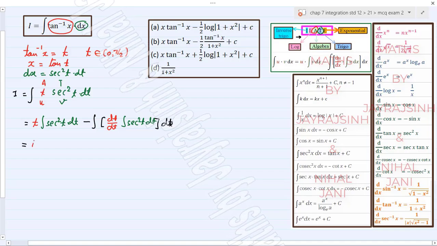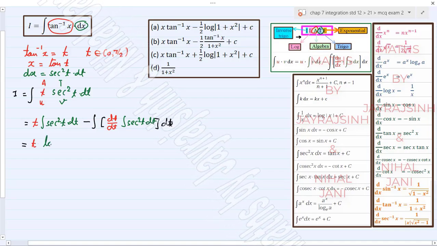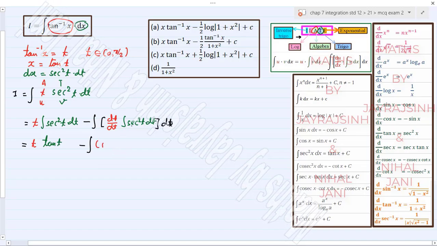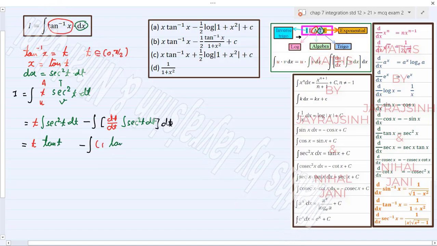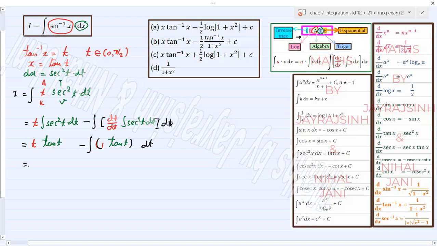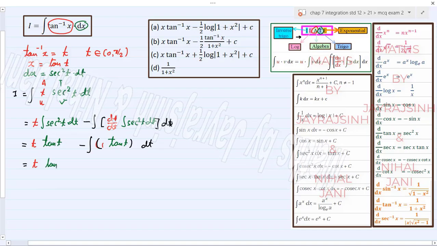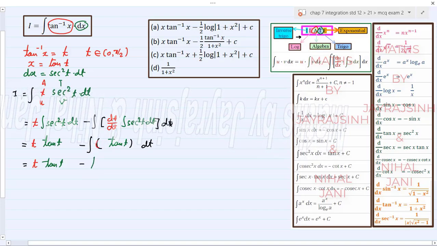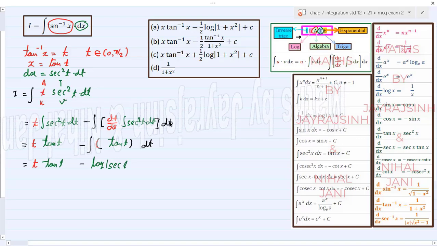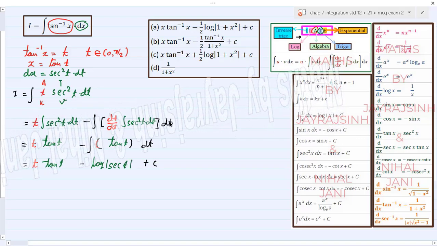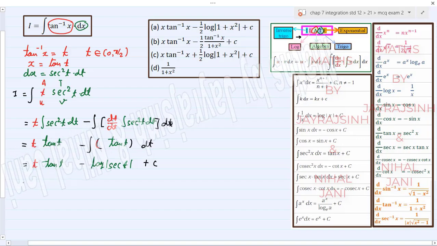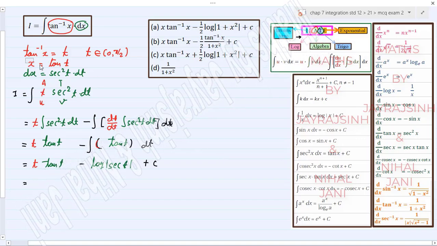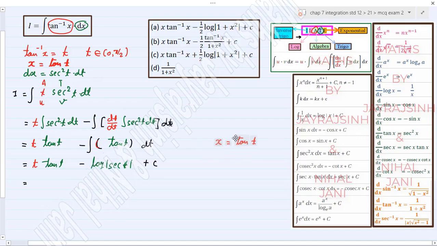Now let's simplify. T will be as it is, the integration of sec square t will be tan t, minus the integration of the differentiation of t, which will be 1, and the integration of sec square t, which will be tan t, dot dt. So your first term will be as it is, and in the second term we just have to integrate tan t into 1, or we can say the integration of tan t is log mod sec t plus c. Now we get the integration in terms of t, so we should get our final answer in terms of x. So let's use our assumption to get the answer in terms of x.